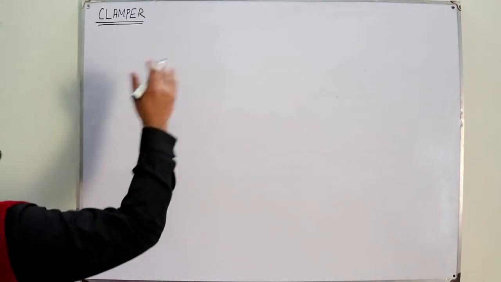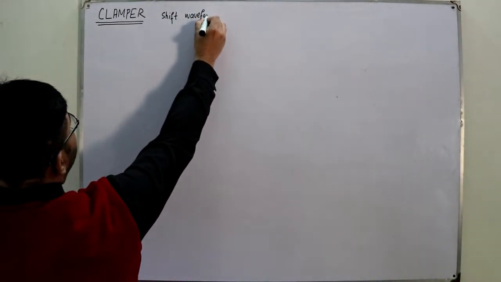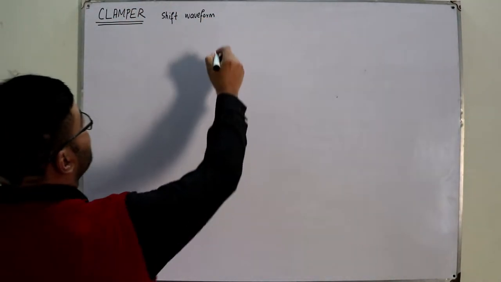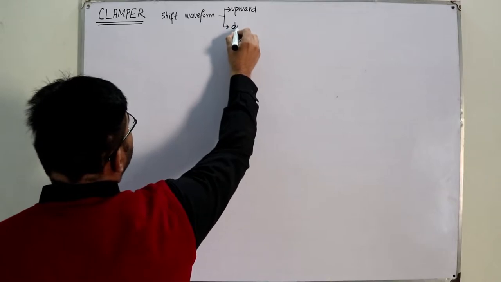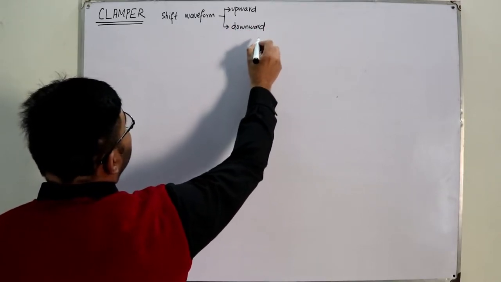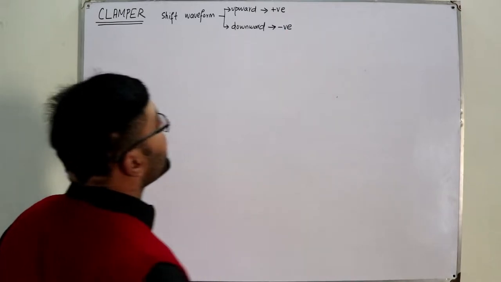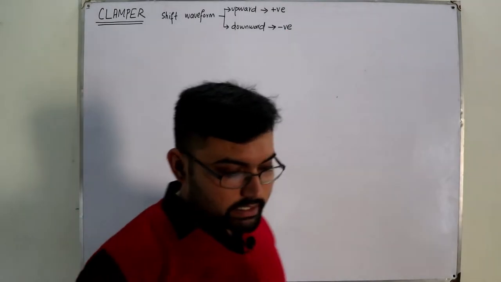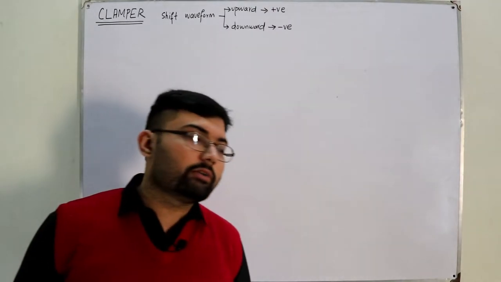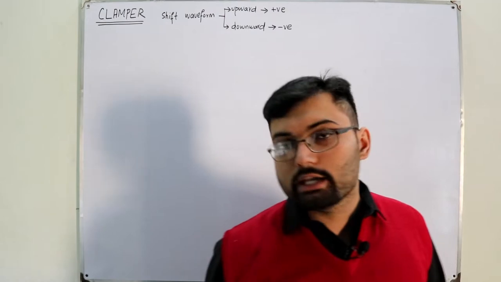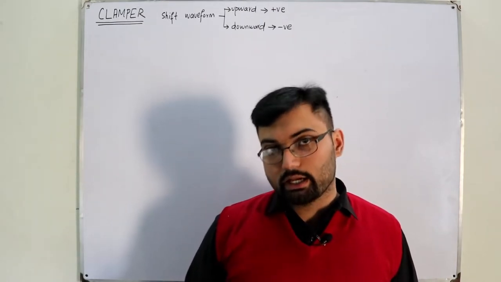So what could I write over here? It would shift a waveform from its particular reference level either upward or downward, depending on the diode configuration. We'll see. This upward shifting is called a positive clamper, and this downward shifting would be called a negative clamper. There is no change in shape. It introduces a DC level, a DC component, in the input waveform. The amplitude shift is a DC component. So write down this point for yourself: the clamper introduces a DC component in the input.